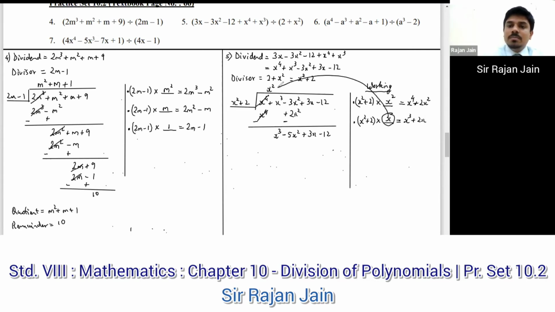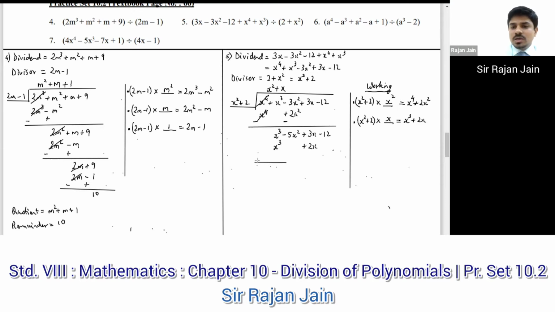This becomes a part of your quotient, and this thing you will write below the dividend. So over here I will write plus x, and below I will write x cube. And this x term, I cannot write it below the square term. I have to write this x term below the x term. So plus 2x, I will write it below 3x.